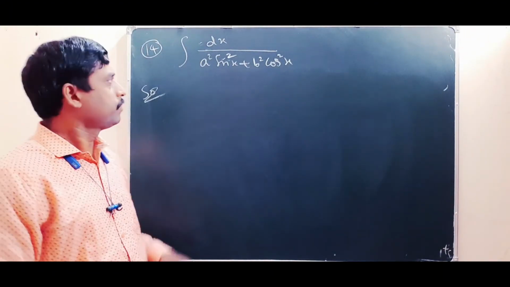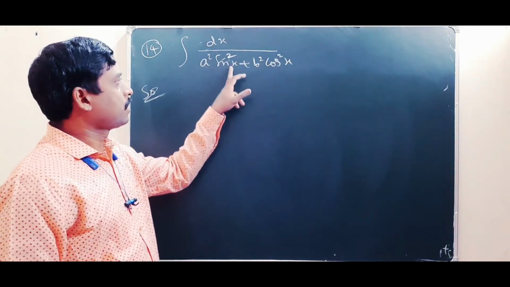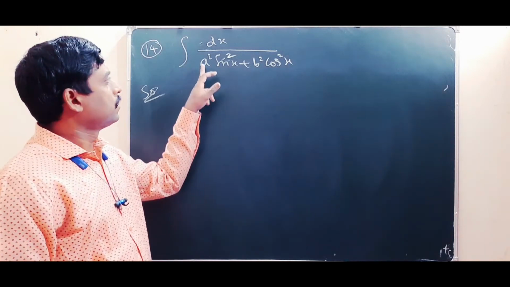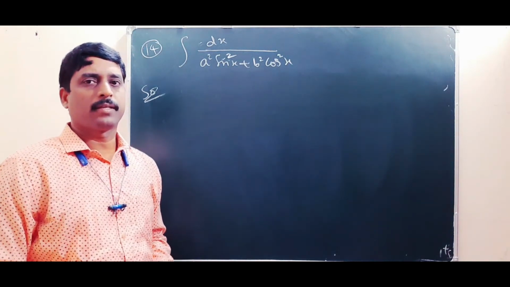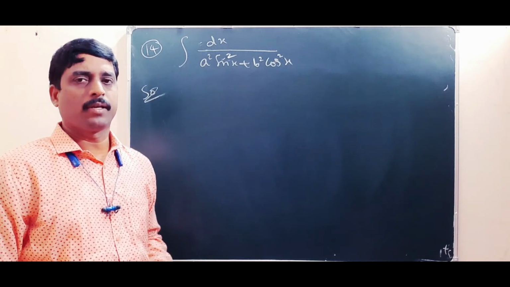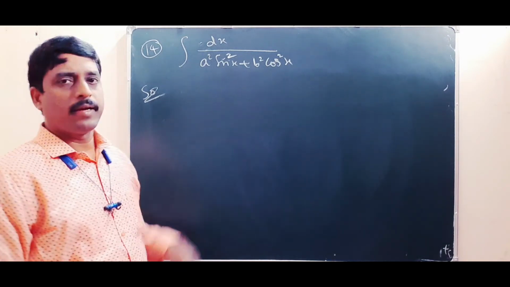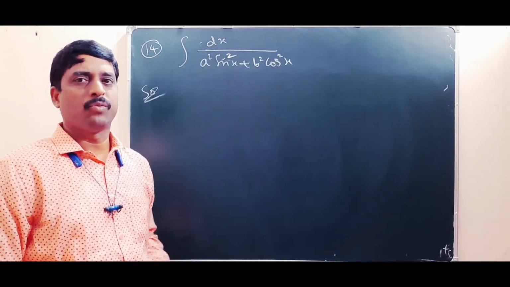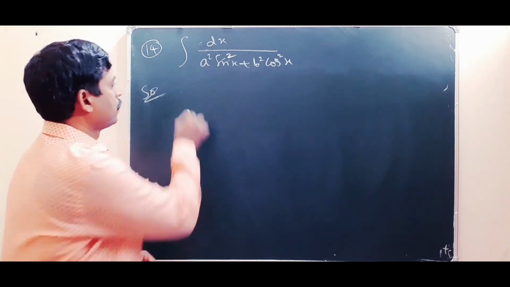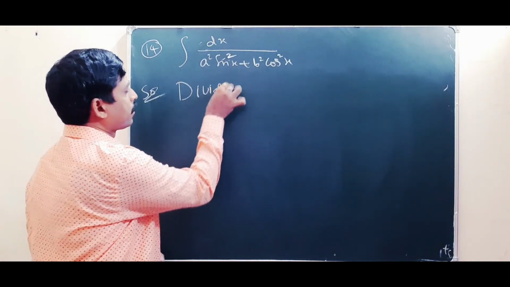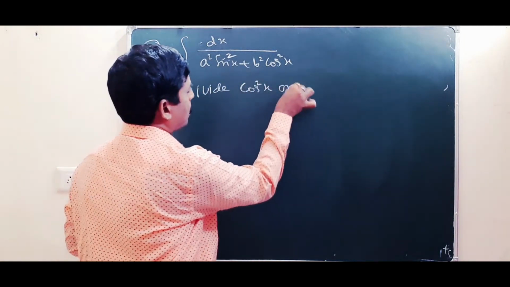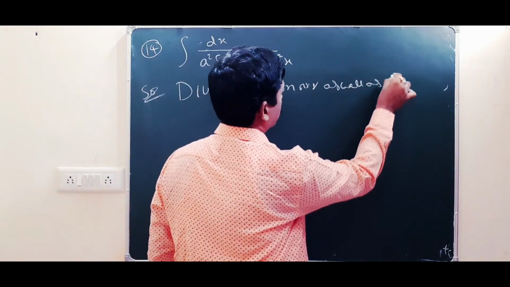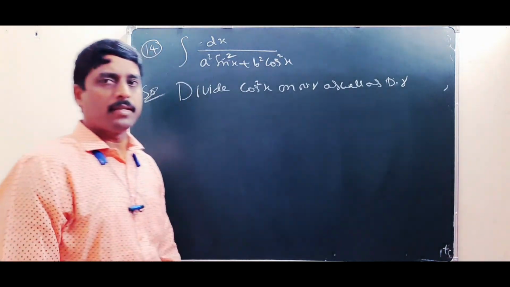Let us go to the next problem. Integral dx by a square sin square x plus b square cos square x. Let us observe one point. In this denominator we have sin square x and cos square x. So what is the working rule? Let us divide either cos square x or sin square x on the numerator as well as the denominator. Okay, divide cos square x on numerator as well as denominator.